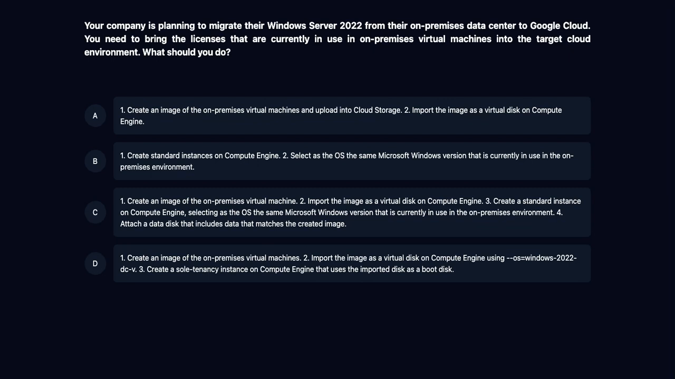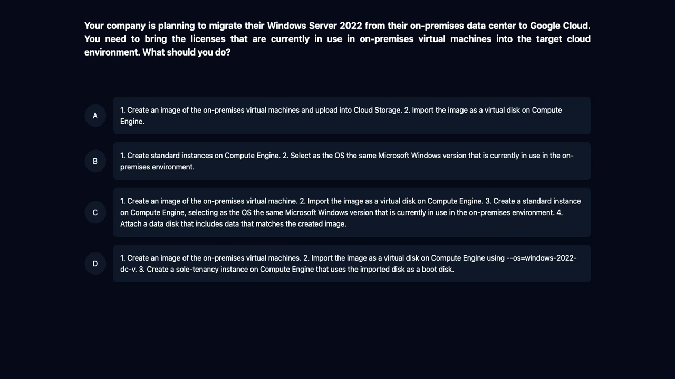Option B. 1. Create standard instances on Compute Engine. 2. Select as the OS the same Microsoft Windows version that is currently in use in the on-premises environment. Option C. 1. Create an image of the on-premises virtual machine. 2. Import the image as a virtual disk on Compute Engine. 3. Create a standard instance on Compute Engine, selecting as the OS the same Microsoft Windows version that is currently in use in the on-premises environment. 4. Attach a data disk that includes data that matches the created image.